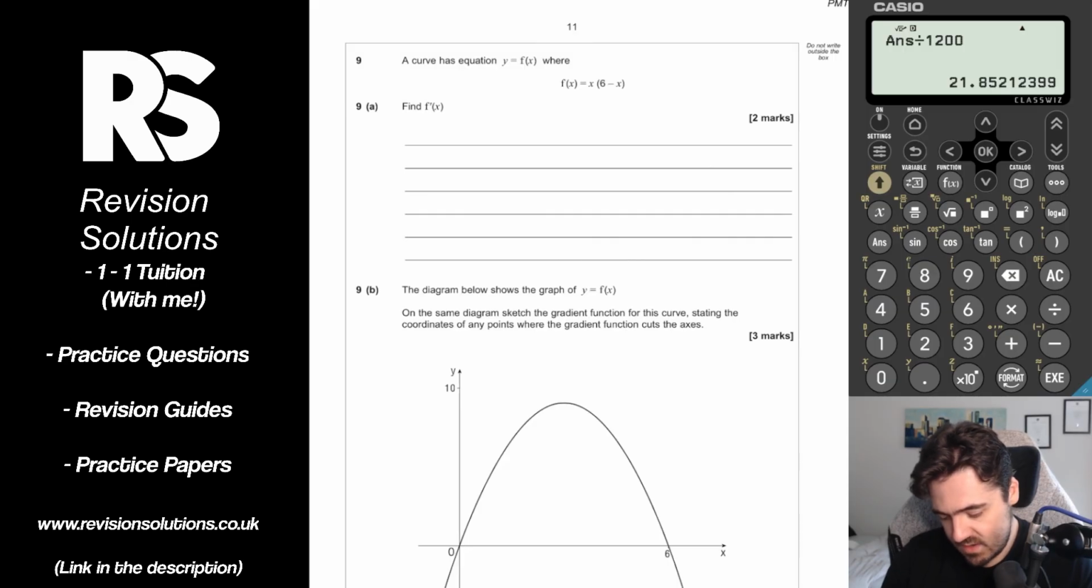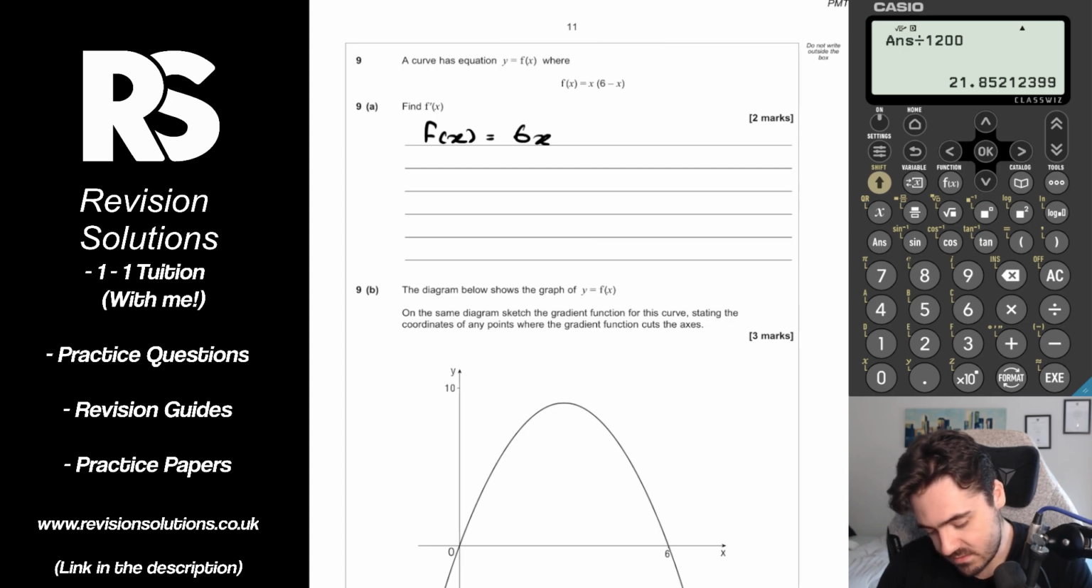Moving on to question 9. It says a curve has equation y equals f of x, where that is x times 6 minus x. And it says, can we find f dash of x? We need to differentiate. So let's use our power rule to do that. We're going to need to expand the bracket. So that would give us f of x would equal 6x minus x squared. And differentiating then, we'd have f dash of x would just be 6 minus 2x. So that's part A done.